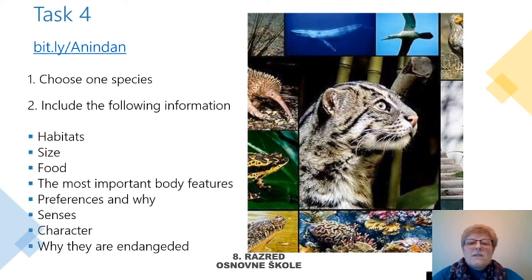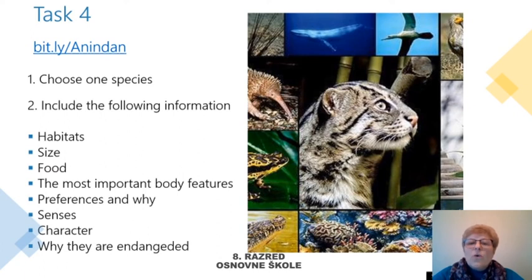describe their body features, say what they like or don't like and why, write about their eyesight, smell, and hearing. These are the senses. And about their character, if they are mild, aggressive, friendly, and so on. Name at least one reason why they are endangered. If you wish, you can make a video similar to the one we saw at the beginning of the lesson. Or you can write a text and send it to your teacher.